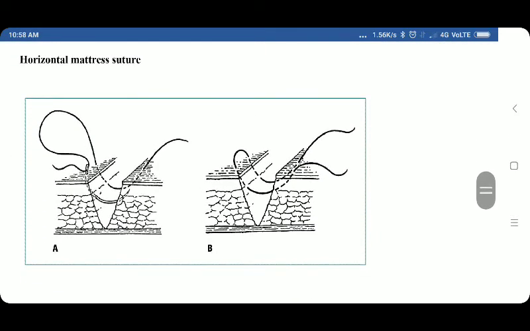Next is the horizontal mattress suture. Horizontal mattress suture is generally used when the gap between the wound edges is very large, which generally occurs in cases of lacerated wounds. Here the horizontal mattress suture gives good tensile strength to the affected area, and it is used for better approximation with minimal tension to the wound edges.